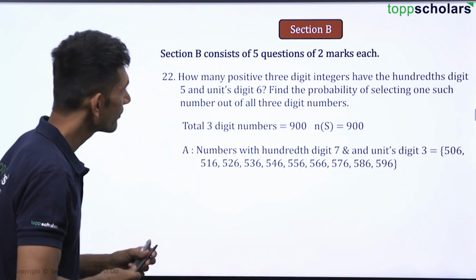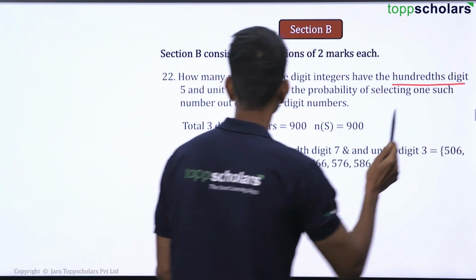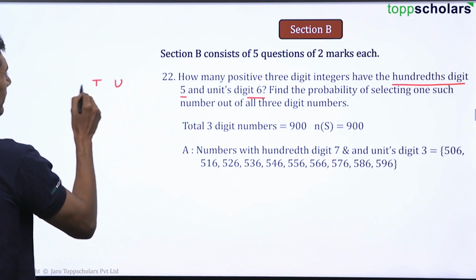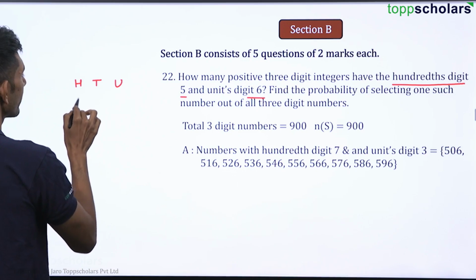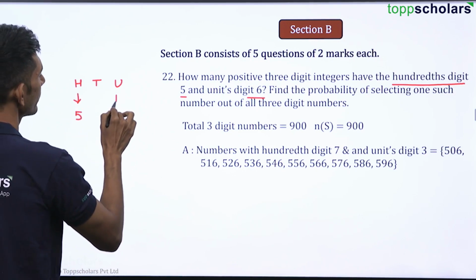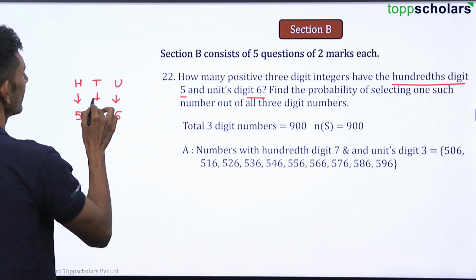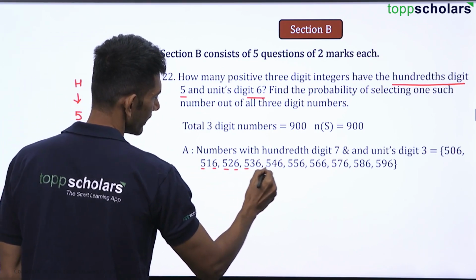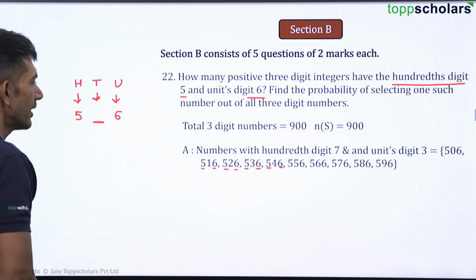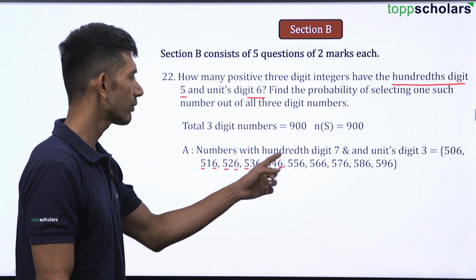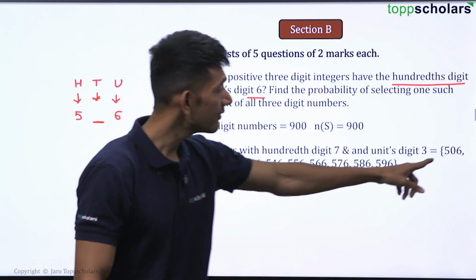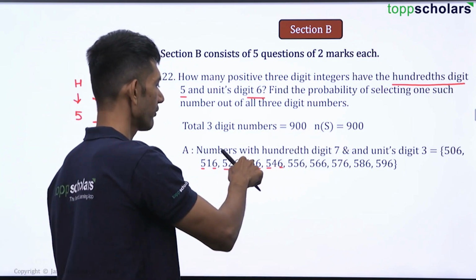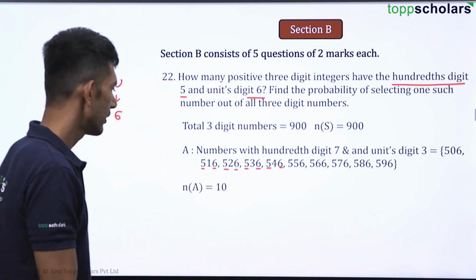Now please understand this. It says the 100th digit is 5 and the unit digit is 6. Now it is like units, 10s, 100s. Correct? So the 100th digit is 5 and the unit digit is 6. The 10th digit here can be anything. So see the numbers, 5 and 6 are fixed: 5 and 6, 5 and 6, in the 100s and units places. The 10th digit can take any value, 1, 2, 3, 4, 5, 6, 7, 8, 9 and even 0. It can be 0 also. So how many total digits do you find? 1, 2, 3, 4, 5, 6, 7, 8, 9, 10. Okay, 10. So n of A is 10.